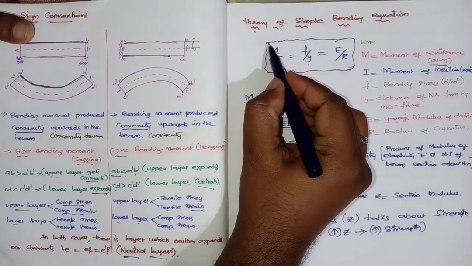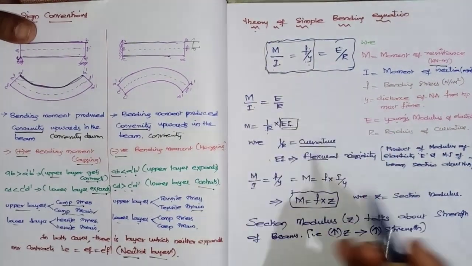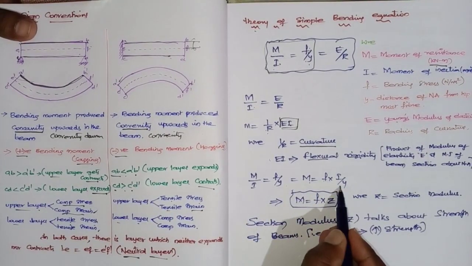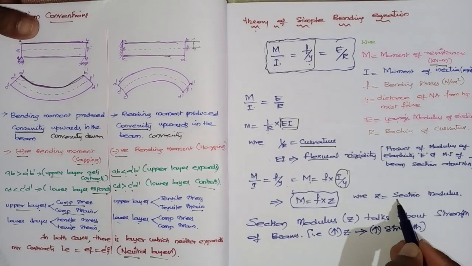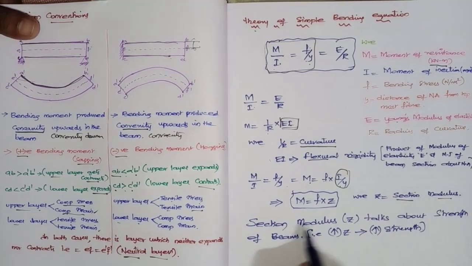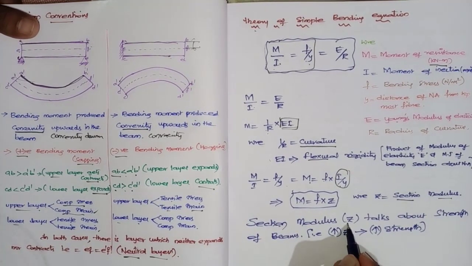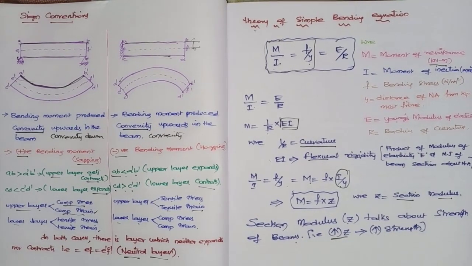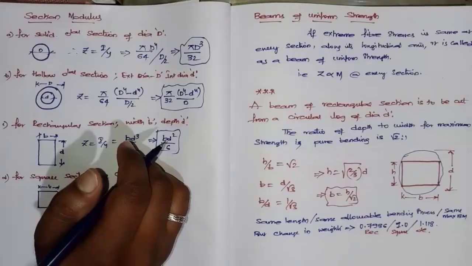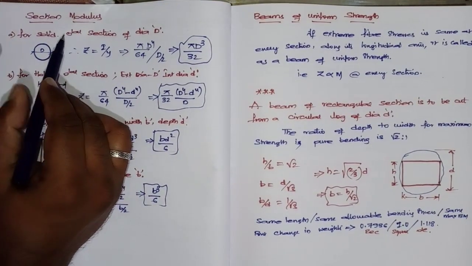And coming to here, if I take these two from the equation, M equals f into I by y. What is I by y? That is Z, which is known as section modulus. So section modulus means what? Section modulus talks about the strength of the beam. That is, the higher the section modulus value, the more strength the beam has. Now we'll see the section modulus for different cases.